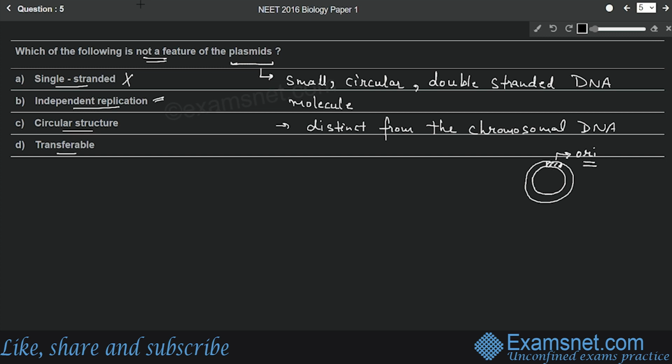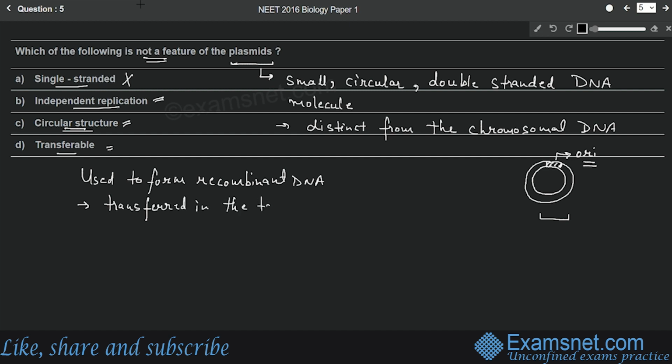Then the third one is they have circular structure. Again, this is a correct one because we have seen they are circular. Then the last one is transferable. This is also true. We know that plasmids are used to form recombinant DNA, and then it is easily transferred into the target organism.